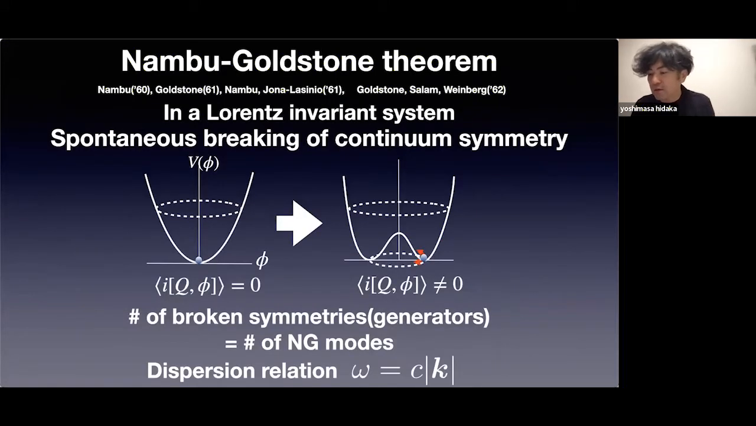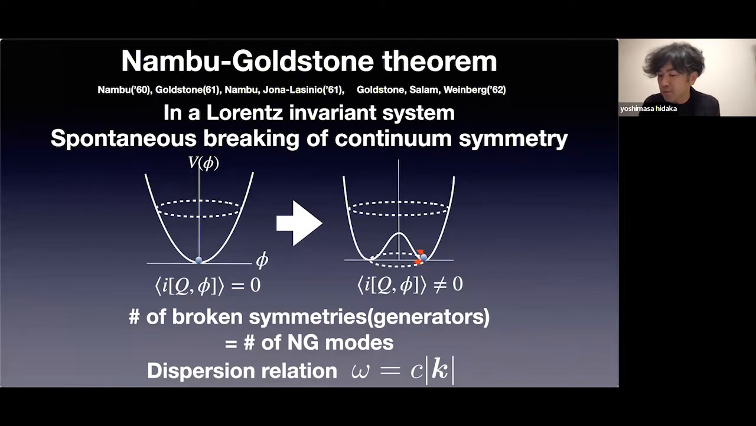Suppose the system is Lorentz invariant, and the ground state is also Lorentz invariant. When spontaneous symmetry breaking occurs, in particular for a continuous symmetry, gapless excitation appears. That is called the Nambu-Goldstone boson. Here is a schematic picture.